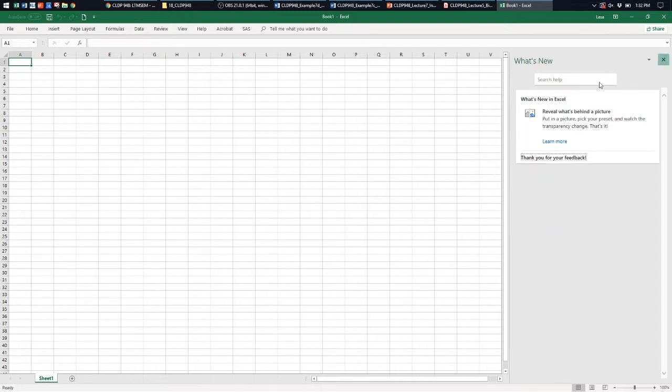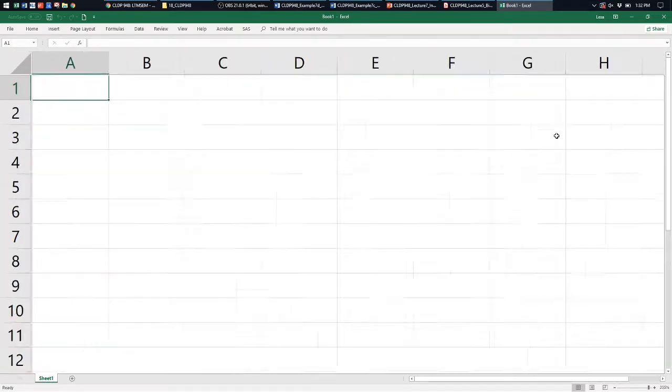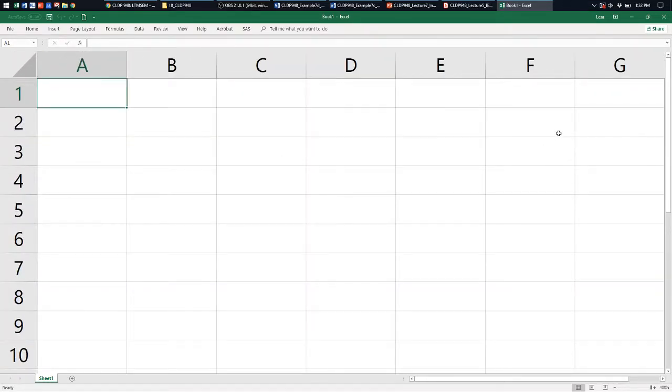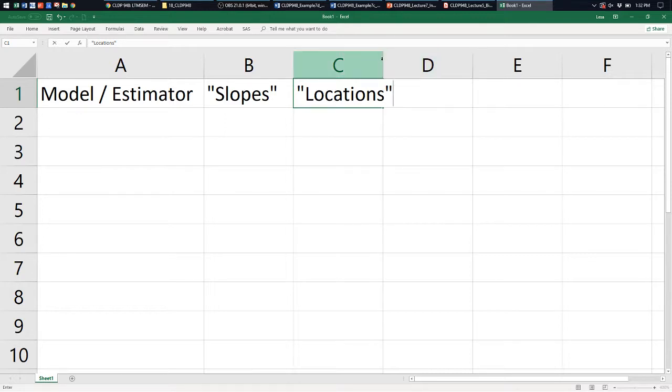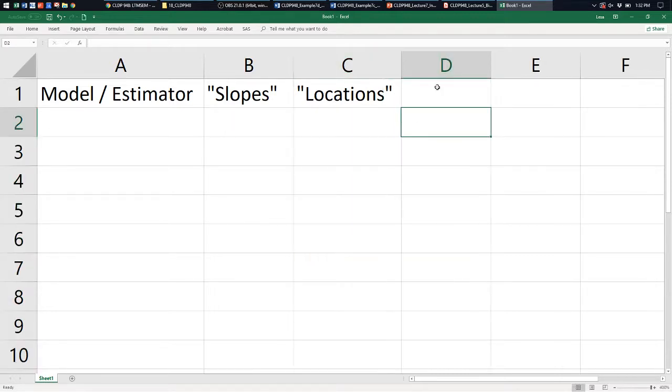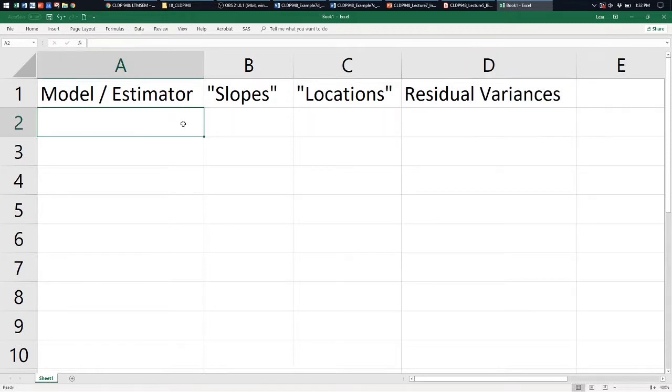No, that's okay. Here's my note-taking thing here. So model and estimator. There's my first. So I'm going to put slopes, and I'm going to put locations as sort of the generic term, and then residual variances. There we go. Those are our things here.